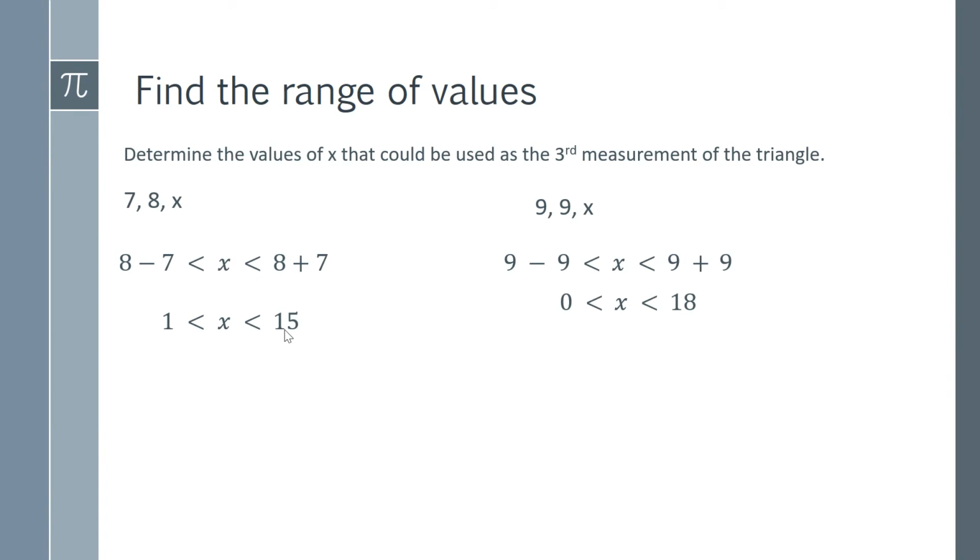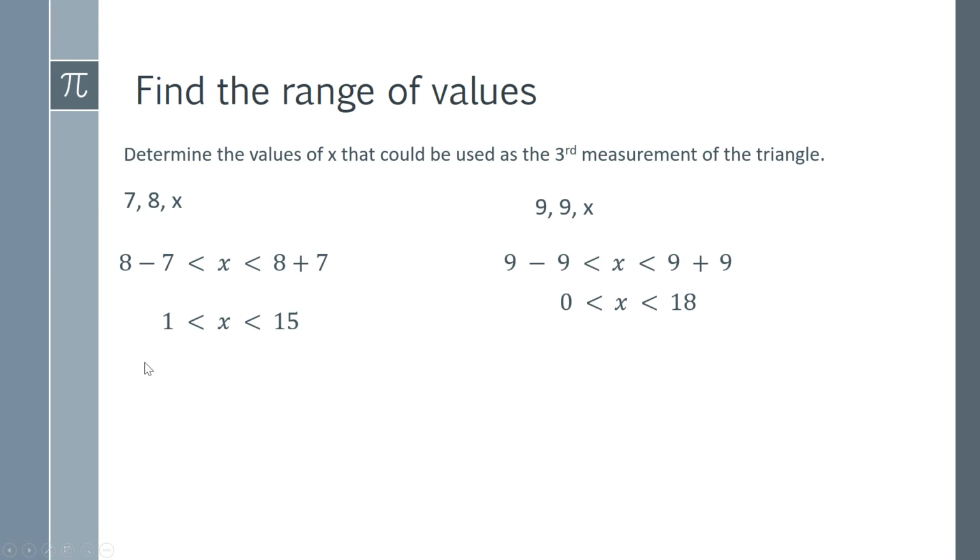18. Well, wait a minute, Mr. Ray. We've got a 0 here. We can't have a side of 0. That is correct. But this says that x has to be bigger than 0. So 0 is not a possible value for x. Anything bigger than 0, so just to the right of 0. It could be 0.001. That's bigger than 0, so it's not 0. So anything bigger than 0 is a value. And x has to be less than 18.